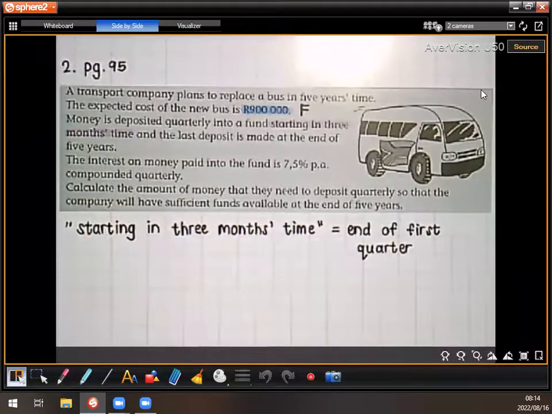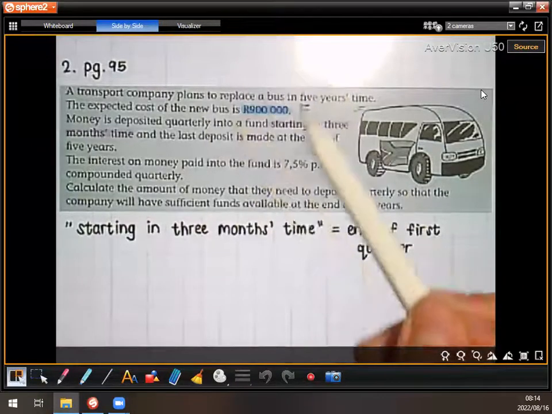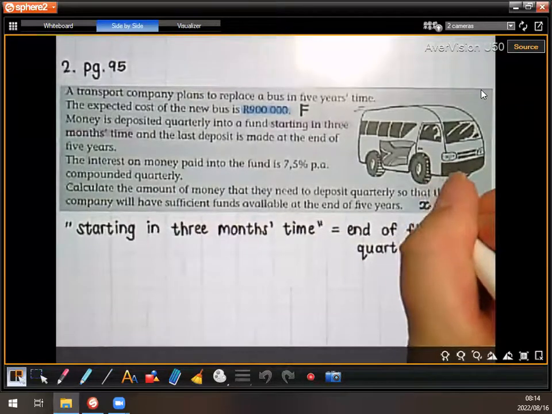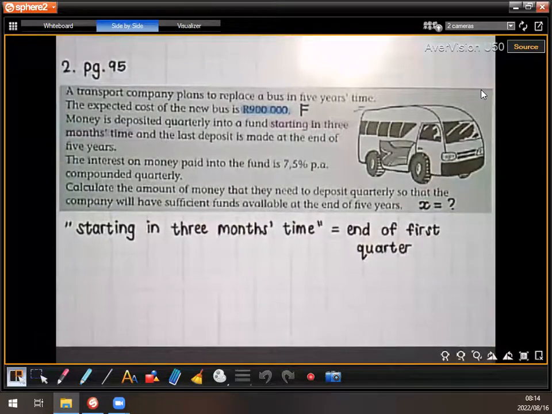Calculate the amount of money that they need to deposit quarterly so that the company will have sufficient funds available at the end of 5 years. So they're telling us how much they need. They're giving us the future value here. They're asking us how much must they deposit each quarter. So they're actually asking for the X value, right, that quarterly payment. How much do they have to pay in every quarter?